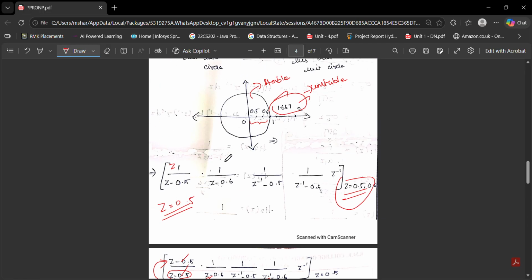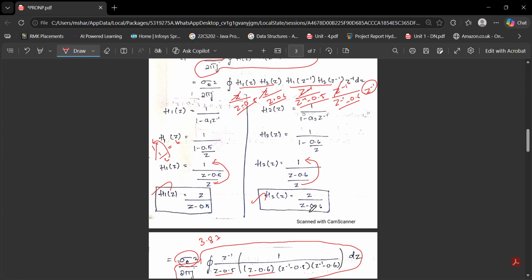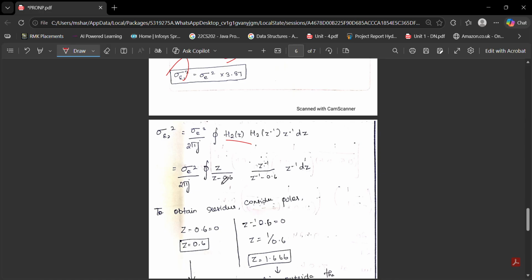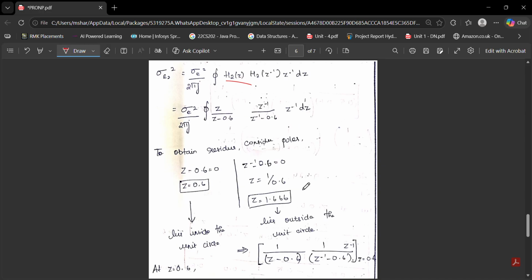So this is the formula for calculating sigma epsilon 2 of z. So what we will be doing is h2 of z. h2 of z is, from the question, z by z minus 0.6. So h2 of z, first thing is z by z minus 0.6, h2 of z inverse, so z inverse by z inverse minus 0.6, into z inverse into dz. Now again we will be calculating the poles to obtain the residues.